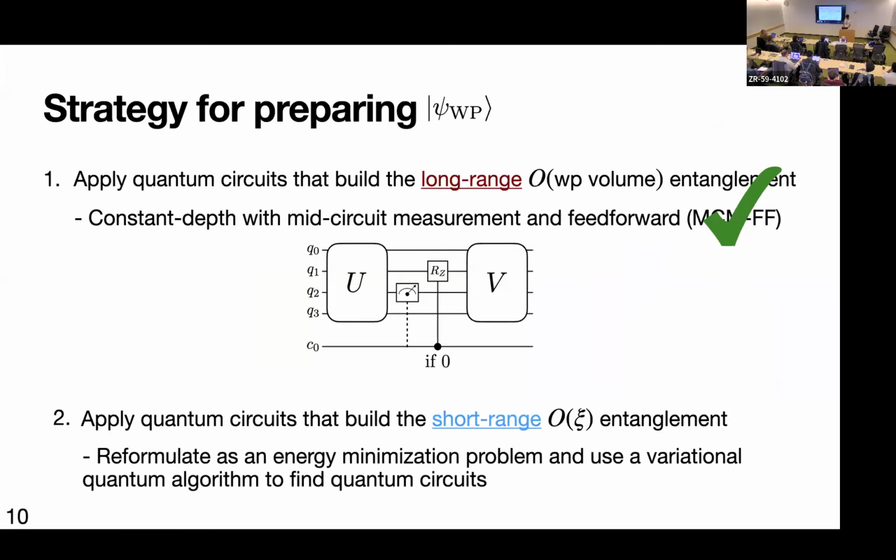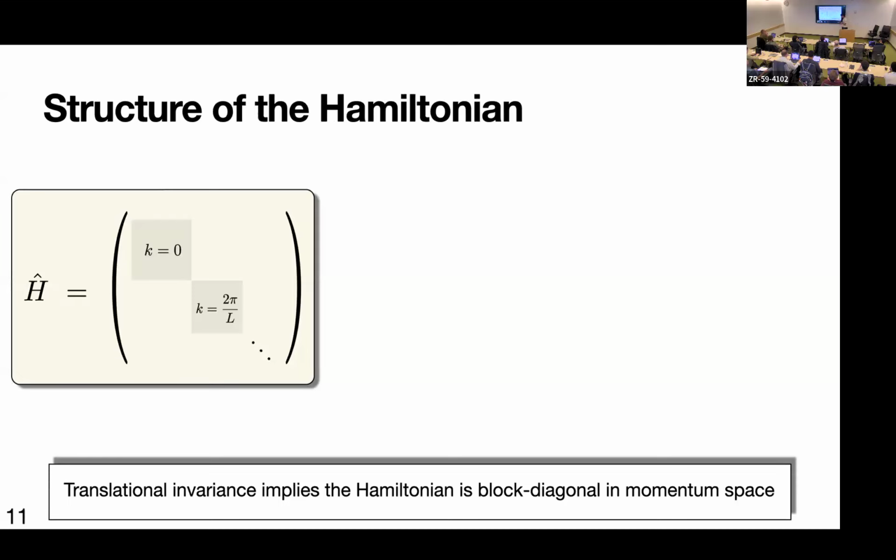Okay. So that's the first step of this wave packet preparation. The second step is to try to build this short-range entanglement, or build the correct correlations over the correlation length. To motivate how we make this into an energy minimization problem, I want to think about what the Hamiltonian looks like. On a 1D system with periodic boundary conditions, our system has translational invariance. So we know that in momentum space, our Hamiltonian is block diagonal, where every block is specified by the momentum, discretized in units of 2 pi over L, where L is the system size.